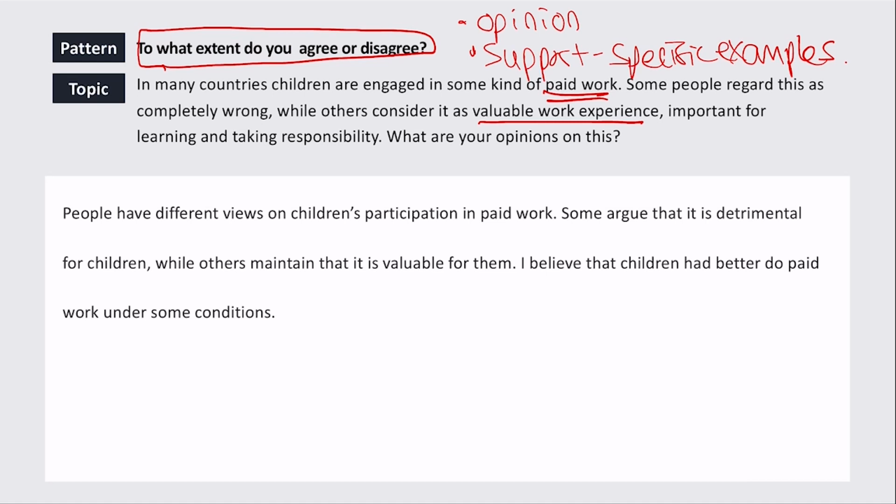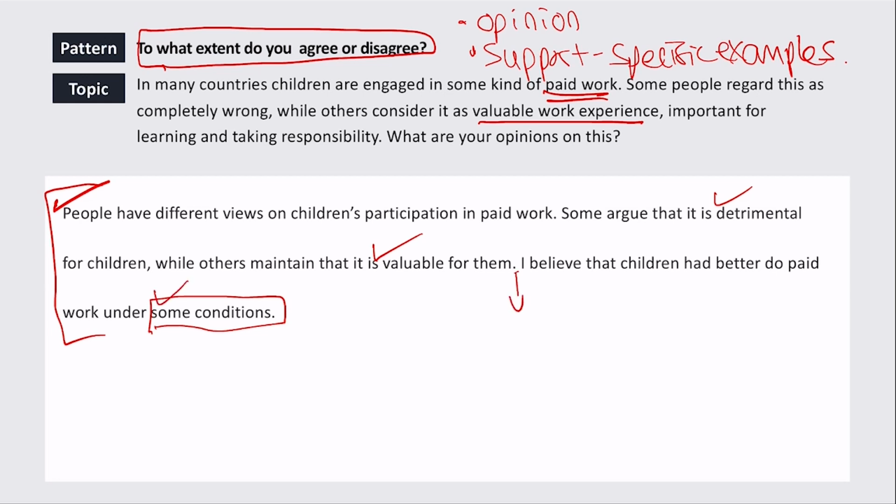Okay, let's look at the introduction. People have different views on children's participation in paid work. Okay, no problem. Some argue that it is detrimental for children, while others maintain that it is valuable for them. Detrimental, good word. Valuable, also good word. I believe that children had better do paid work under some conditions. Okay, so I like that they've given me some qualifications. They're going into this sort of gray area, which I like.